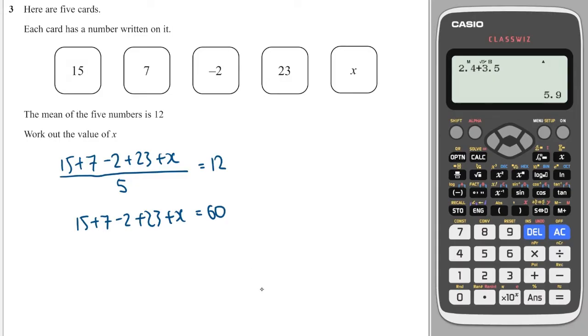And if we look at these numbers here, we have 15 plus 7 minus 2 plus 23. That gives us a total of 43. So 43 plus this unknown number must equal 60. So taking away 43 from 60 leaves me with 17. So x is 17.